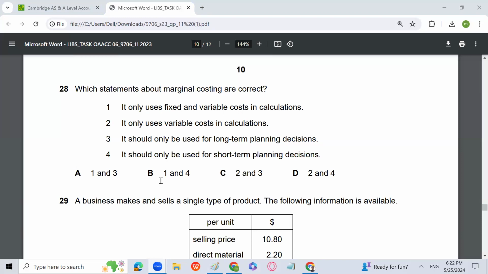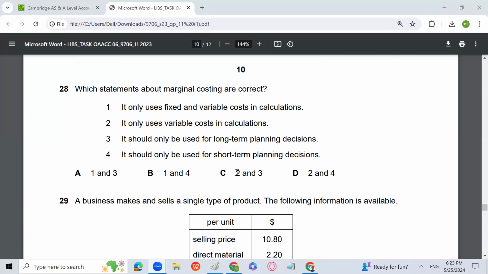B is the answer, that is right. I'll go with B because it only uses fixed and variable cost in calculation. That's fine. And it should be used only for decision making. Yeah, that's the reason we have discussed that the answer in the mark scheme is D, because he is basically thinking like that we are using a contribution approach.